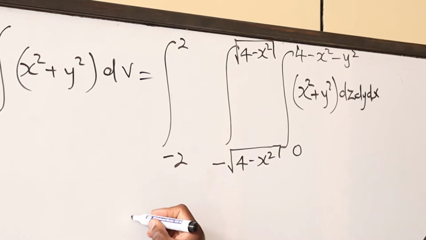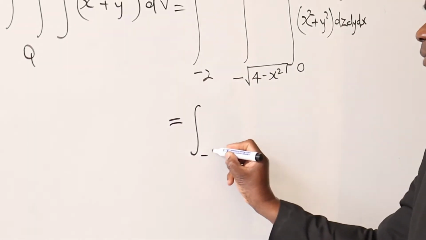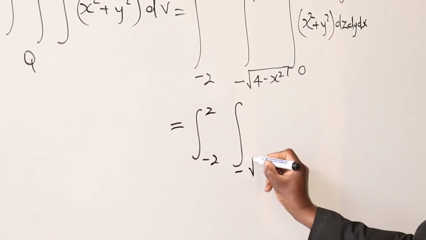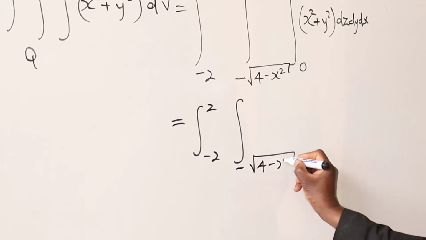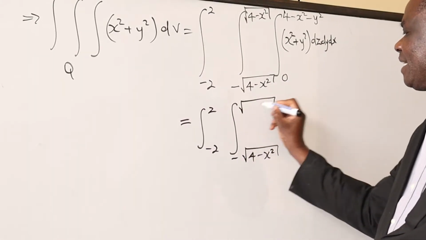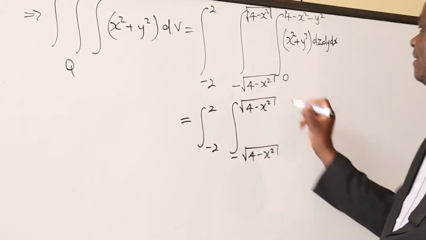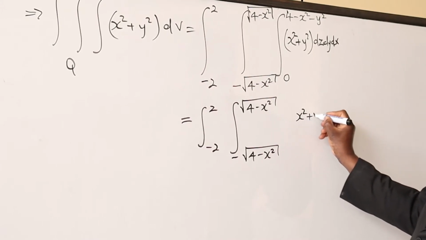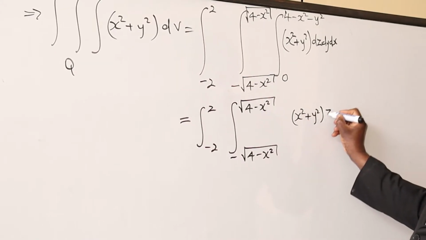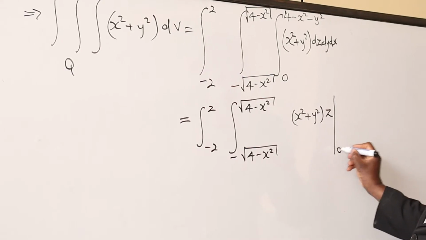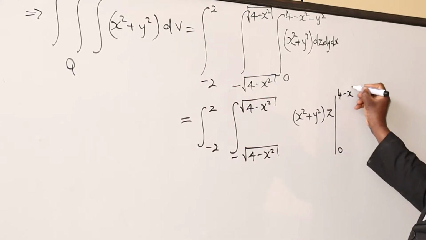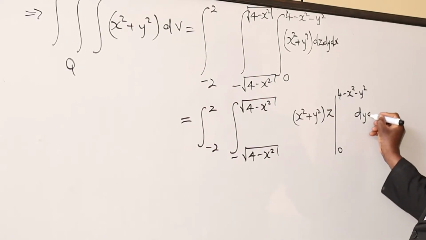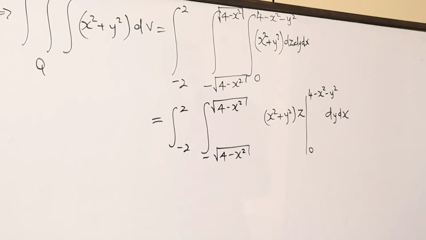So this one will be equal to the integral from minus 2 to 2, the integral from negative root of 4 minus x squared to positive root of 4 minus x squared. Now, when we integrate with respect to z, we get x squared plus y squared, because they are being kept constant, multiplying z. We put limit 0 to 4 minus x squared minus y squared, and then we have dy dx.